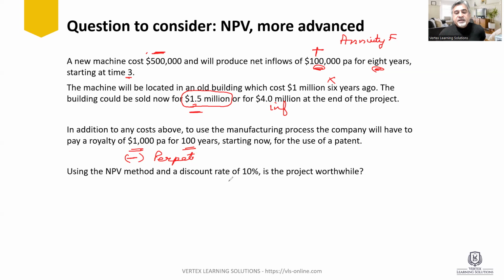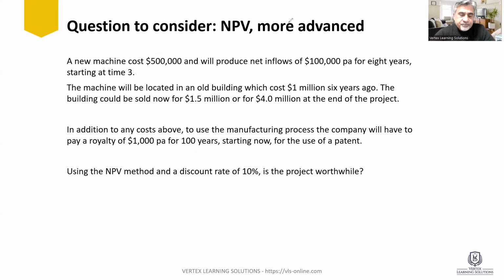Using the NPV method and a discount rate of 10%, is the project worthwhile? Now, in this question, we have to consider some relevant cash flows. We have to use the annuity method and perpetuity method. But still, they are very simple questions. I don't expect this to be an exam style question, because it is pretty much easier. It is very straightforward.